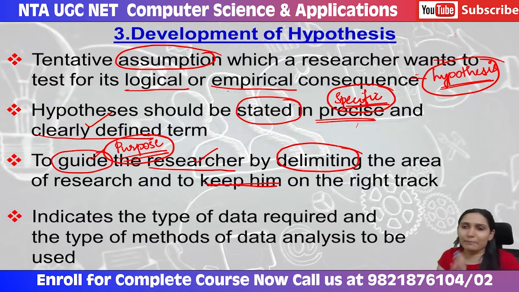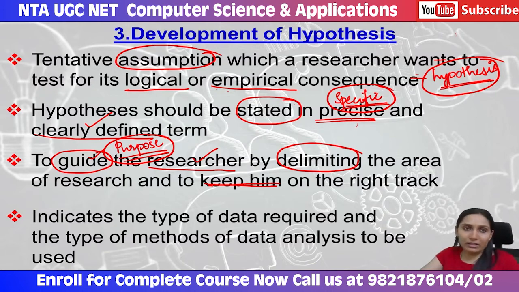Delimiting means, suppose for example, I'll give you an example. You are preparing for this examination, the NTA NET exam. Now your subject is computer science. So there are n number of materials available, is it? Now the problem is that because there are n number of materials available, you are really confused which material to follow, which material you have to depend on. So delimiting means you are specifically deciding which material you will take up for your study purpose. So delimiting the area of research means that the researcher is not going beyond something, and it keeps the researcher on the right track.